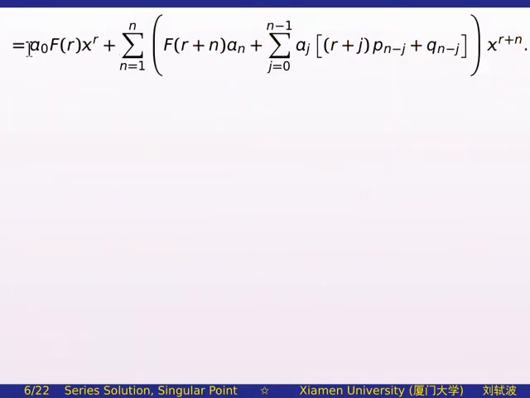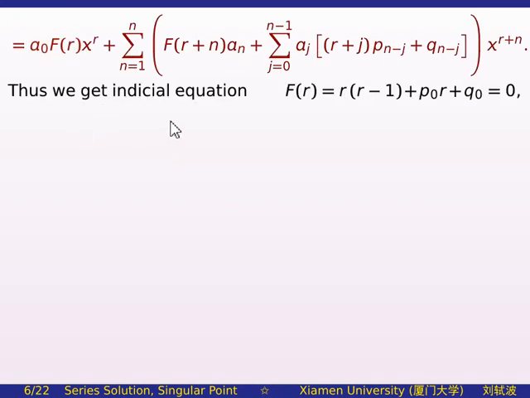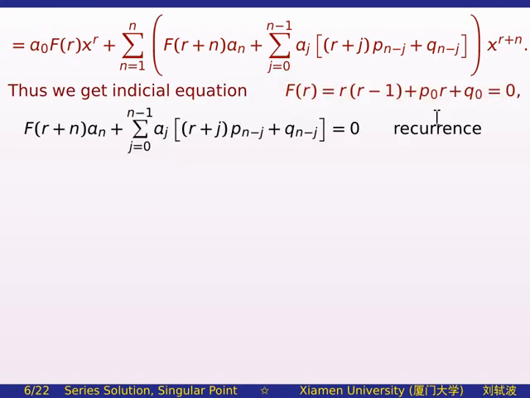So because, as I said, all the coefficients of the power of x^r and x^(n+r) must be 0. So we have, since a0 is not 0, F(r) must be 0. Moreover, the coefficient of x^(r+n) for n greater than or equal to 1 must also be 0. Therefore, we have this equality.